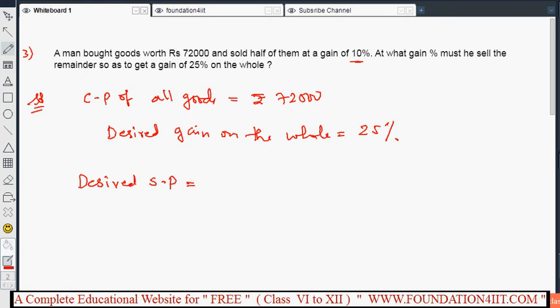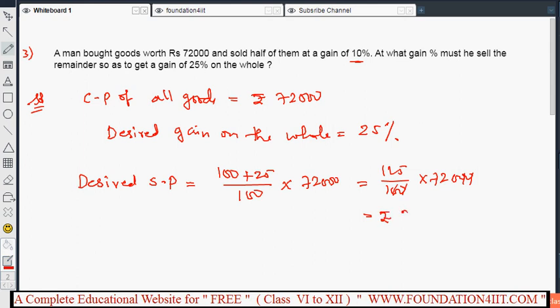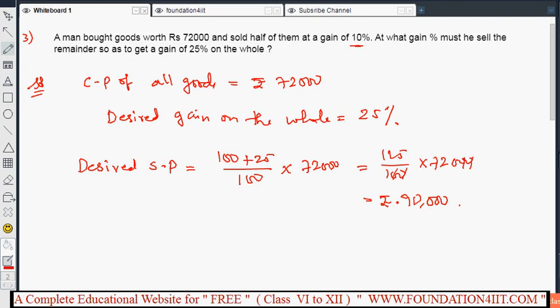So here the cost price is 72,000. Now he requires a total of 25% on the whole. So what is the selling price supposed to be? Now we'll find out. That is 100 plus gain percent 25 by 100 into 72,000 cost price. Now by simplifying this, 125 by 100 into 72,000. Okay, 2 zeros. 720 into 125, and that is 90,000. Okay, 90,000 is supposed to be the selling price of the total goods, then only will he get an overall 25%.